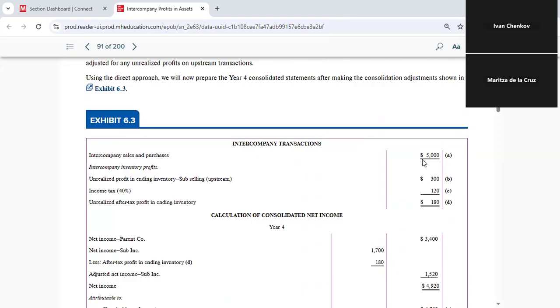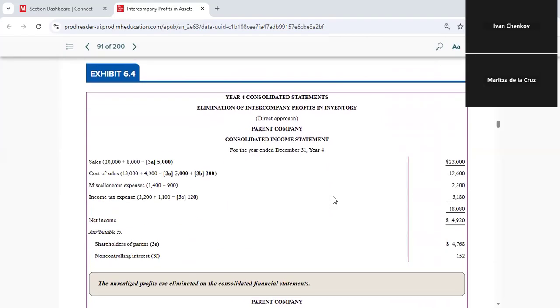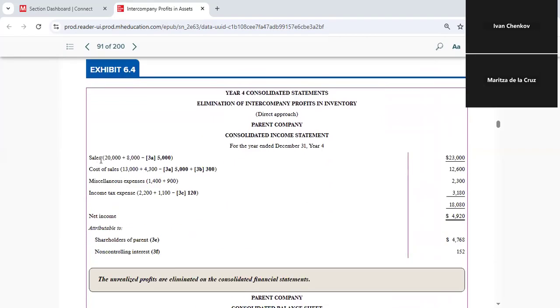So the $5,000 inventory that we're holding, we have an unrealized ending inventory profit of 300, which pays income taxes at 40%, so 120 related to income taxes. So unrealized after-tax profit for this ending inventory is $180. Once we have those things in mind, we're going to start preparing the consolidated sales. We're going to get the sales of the parent plus the sales of the subsidiary, and we're going to eliminate the sales of the inventory between the parent and subsidiary.